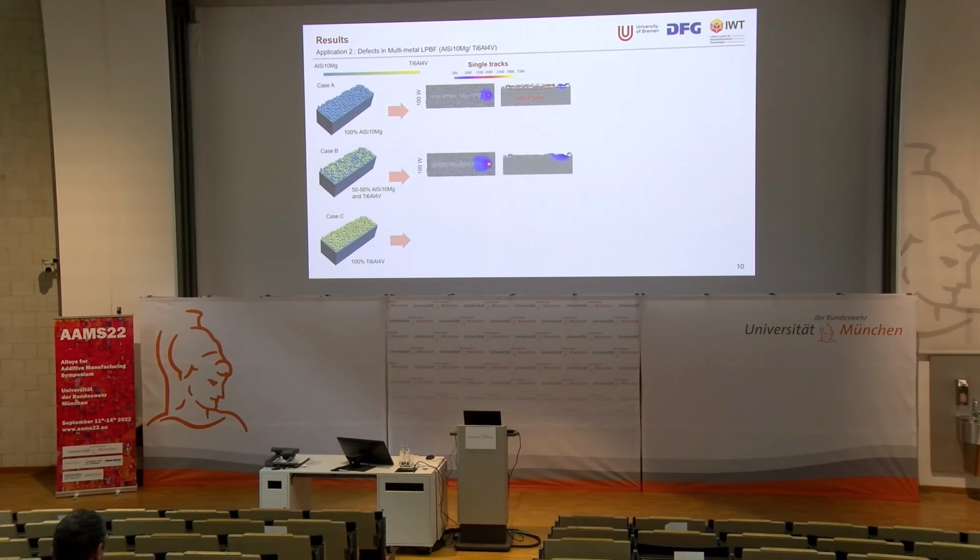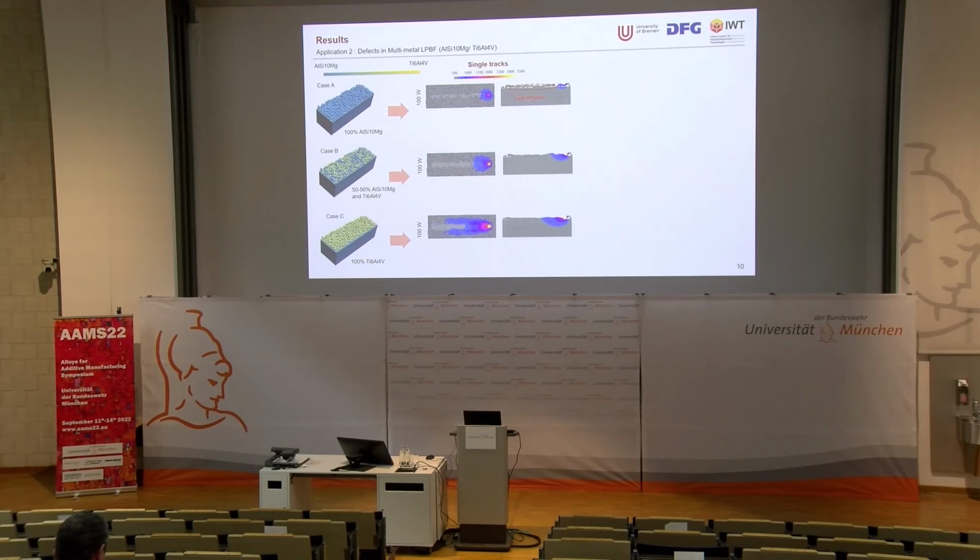But as soon as you start adding titanium, the titanium has more absorption and less thermal conductivity. That means the temperature of the melt pool begins to rise, which gives a bigger melt pool. So in this case, you can see good wetting between the deposited layer and the substrate, and you see no lack of fusion defects. The same thing happens with case C. In this case, 100% titanium, the formed melt pool is quite big, and there are no lack of fusion defects.